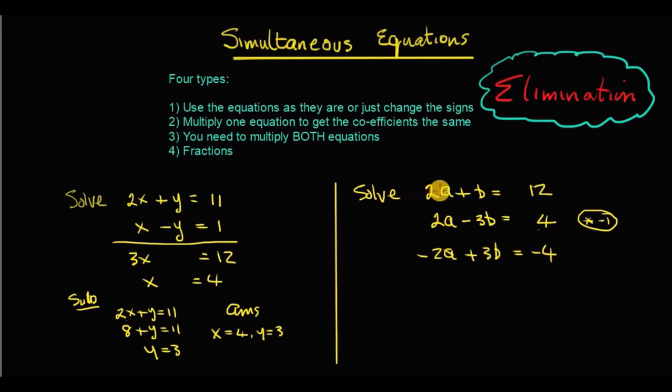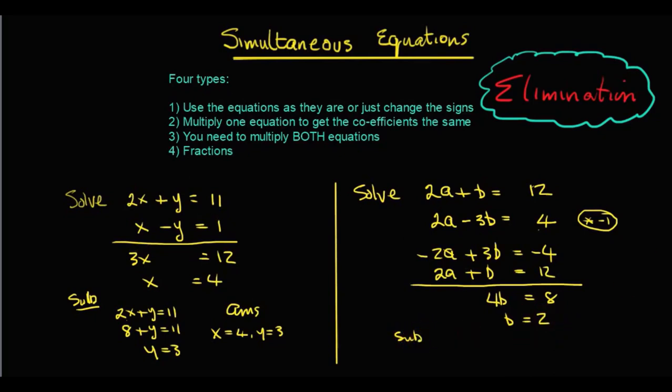I'm then going to bring down this equation from the top: 2a plus b is equal to 12. Now I'm going to add these two. If I add these up, the a's disappear. A b and a 3b give me 4b, and I'm going to add up 12 and negative 4, which gives me 8. So if I divide both sides by 4, I get b is equal to 2.